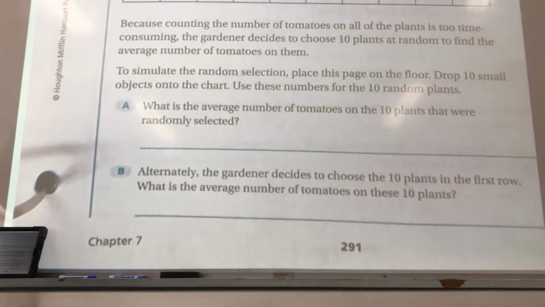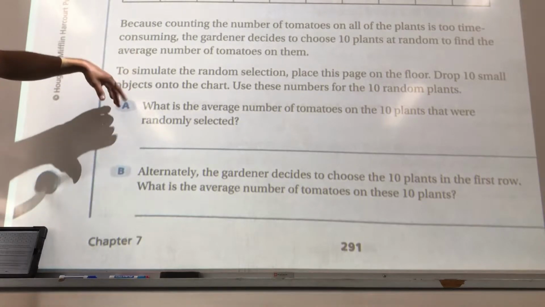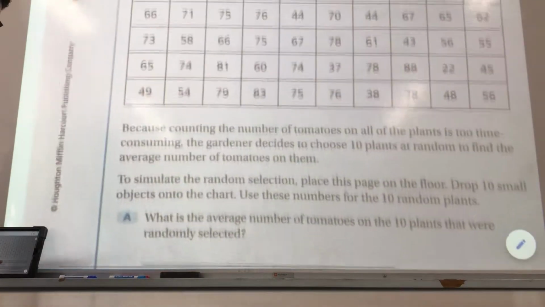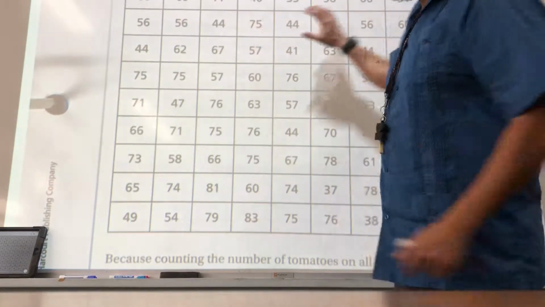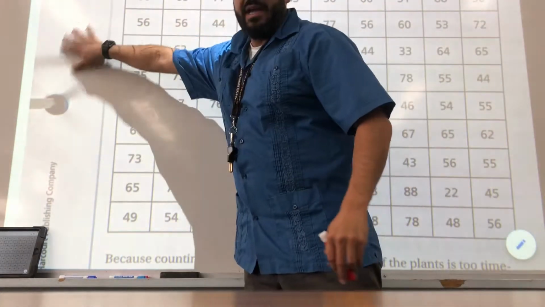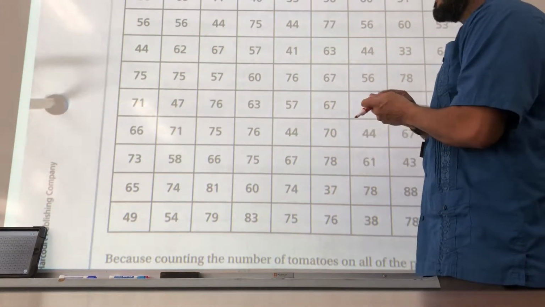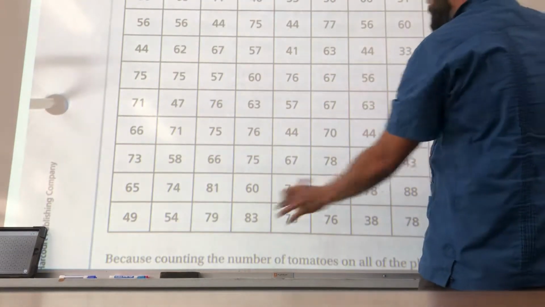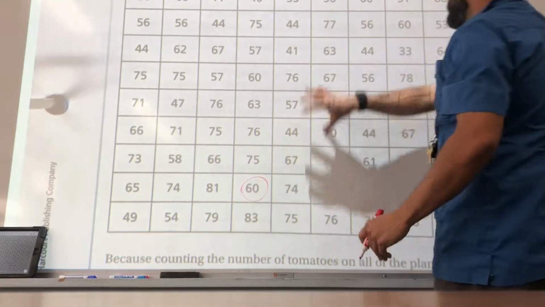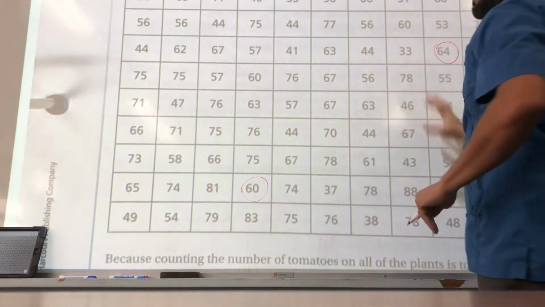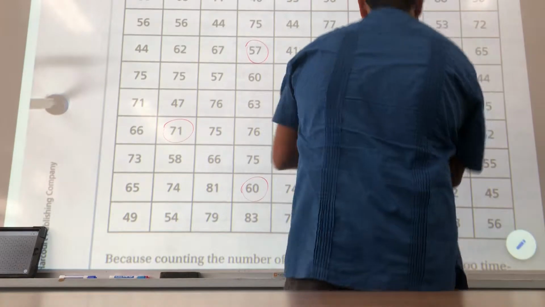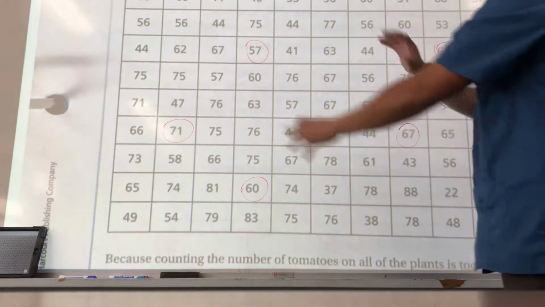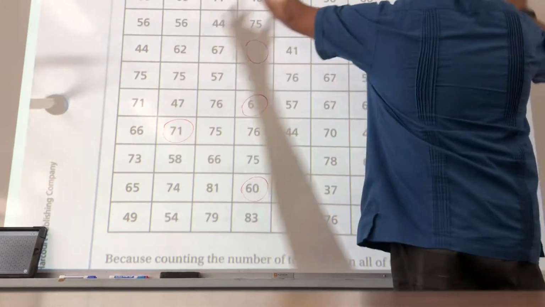If we want to do this, it says to drop this on the floor and then just pick random ones. What I'm going to do, and you're going to watch me, is choose at random and then write the numbers off to the side so that we have that record, okay? So I'm going to start with this one, 60. This one, 64. 57. 71. 67. 63.